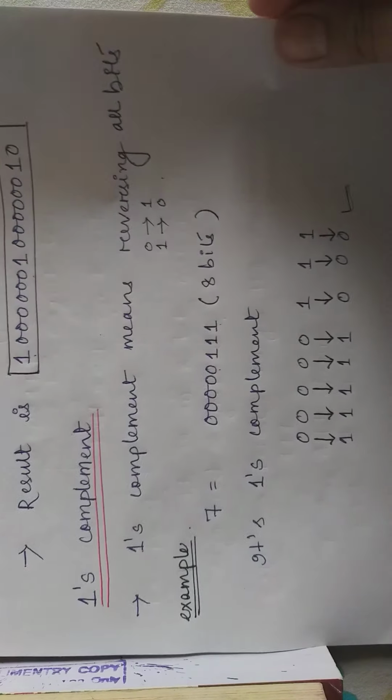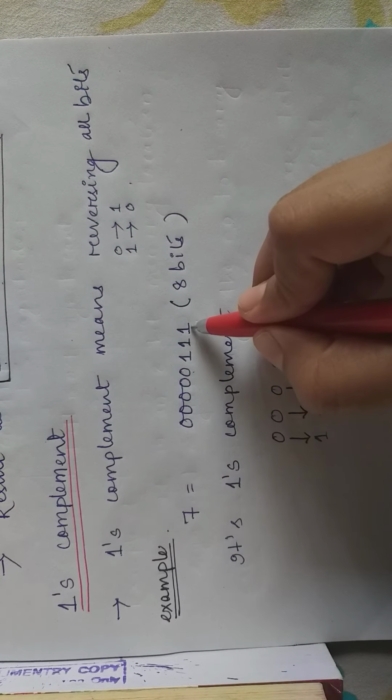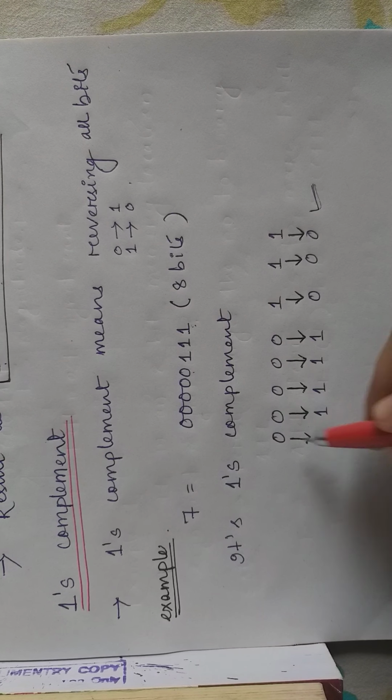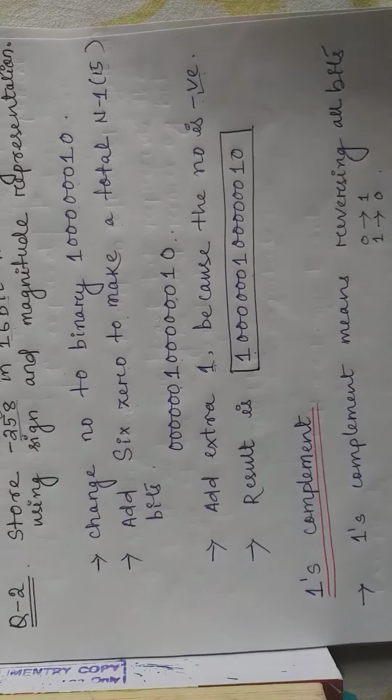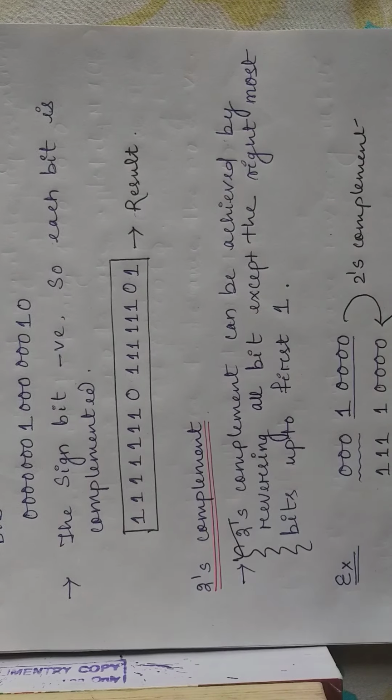5010. If we ask the ones complement of this number, that means 1 is converted to 0 and 0 is converted to 1. That means 51000. This is the ones complement.